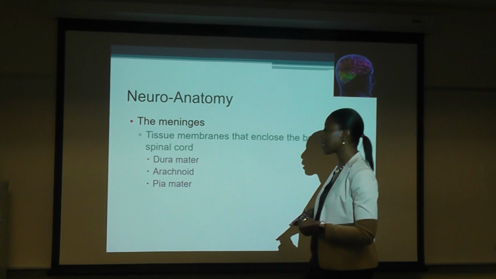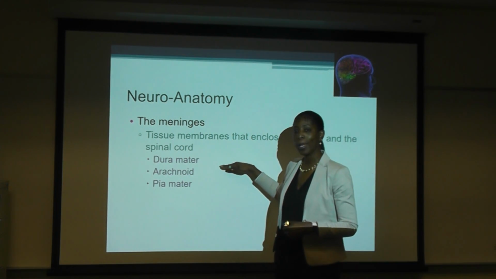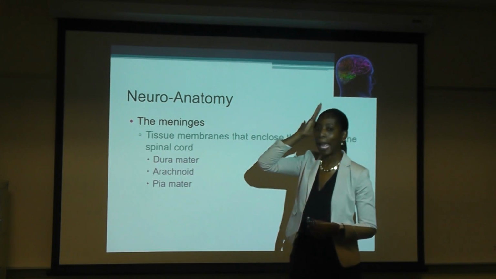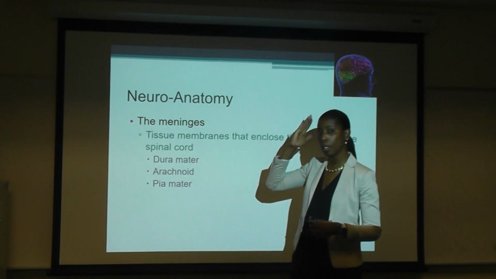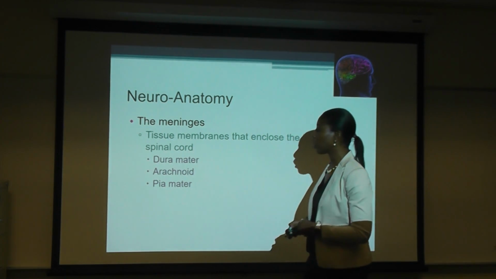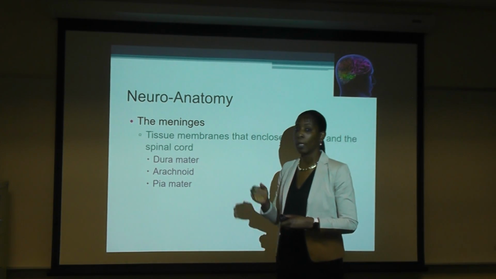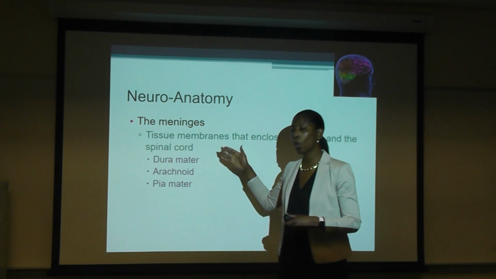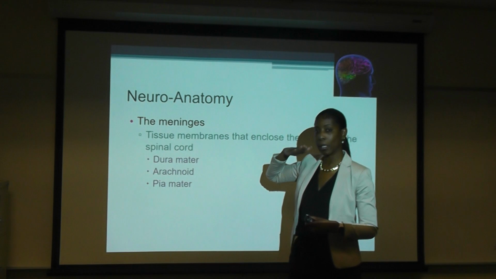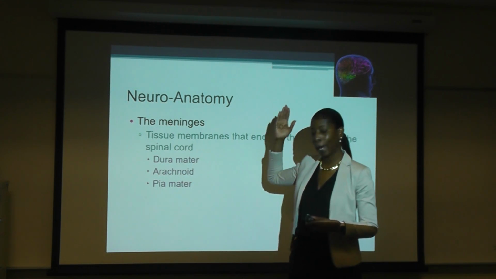So if you hear someone say you have an epidural hematoma, know that it's between the cranial vault and the dura. Okay, it's not under the dura, between the cranial vault and the dura. If someone has a subdural hemorrhage, it's beneath the dura layer, okay, and above the arachnoid layer.